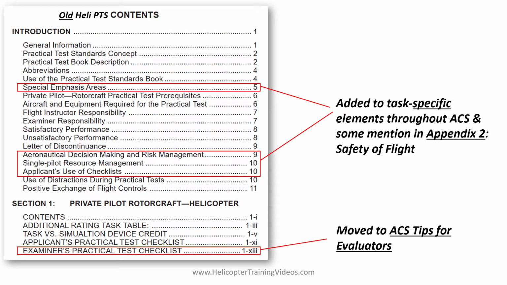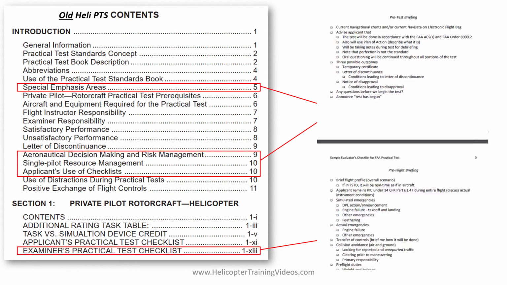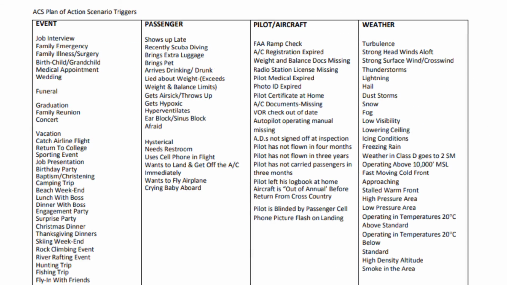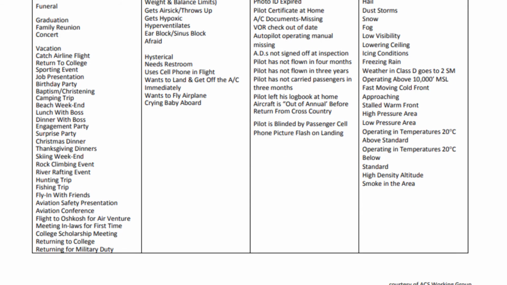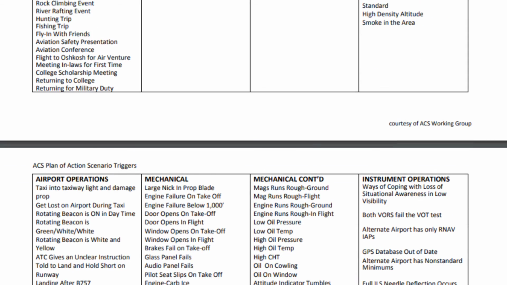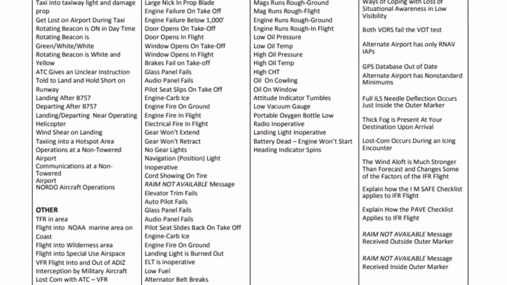The examiner's practical test checklist has been removed from the ACS and is now in a document called ACS Tips for Evaluators. That's actually got some interesting pieces in there that you might find useful as an instructor, or especially a stage check instructor. It covers a lot about scenario-based training and scenario-based assessment. It gives some really good examples of what they call trigger points to insert into your stage checks.